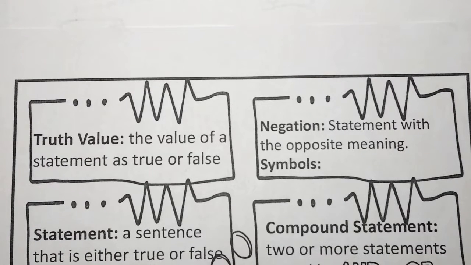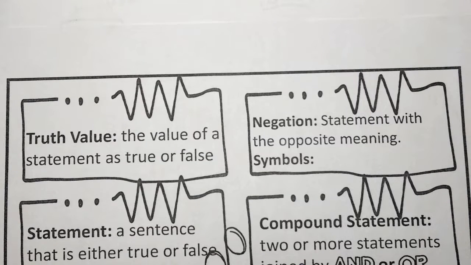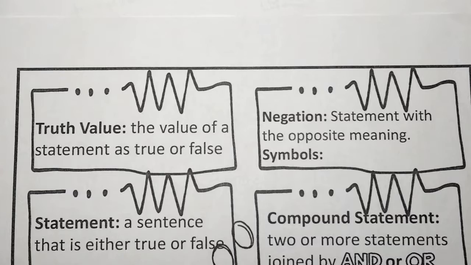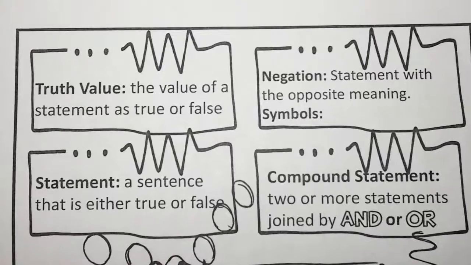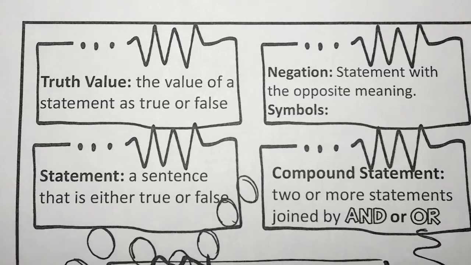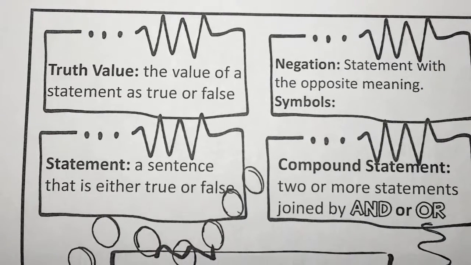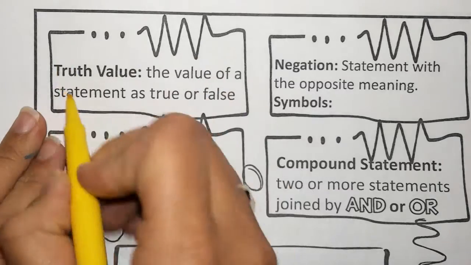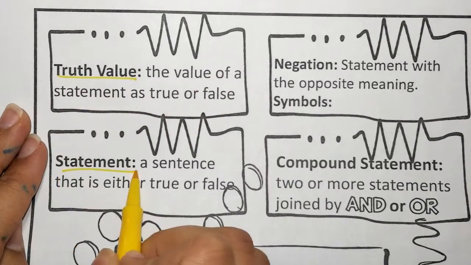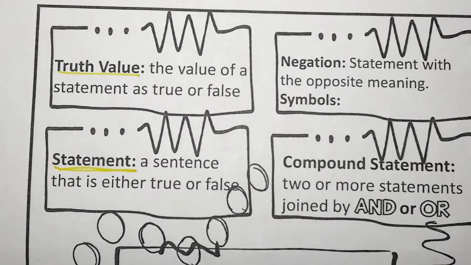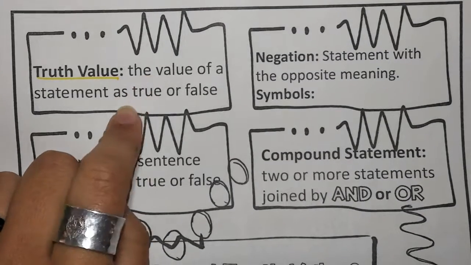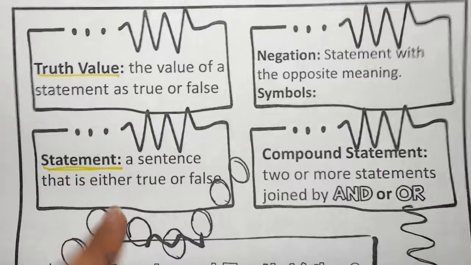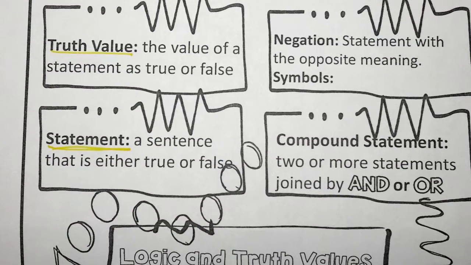Alright, so truth value means the value of a statement as true or false. Pretty simple explanation, right? And then a statement is a sentence that is either true or false. These are some fun definitions that you should probably know. I would maybe underline them, highlight them. Truth value is when you look at a statement and tell me whether it's true or false, and a statement is a sentence that is either true or false. So those two go together.